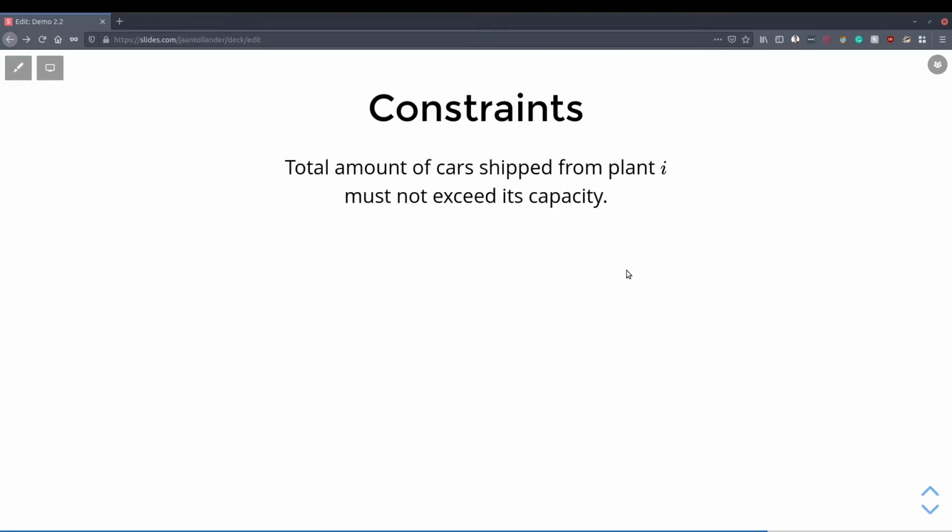So here we have the total amount of cars shipped from plant I must not exceed its capacity, modeled by this expression. This means the total amount. This is the cars shipped, and from plant I, which is the I for every plant, and must not exceed, it's this one, and obviously the capacity is the A.